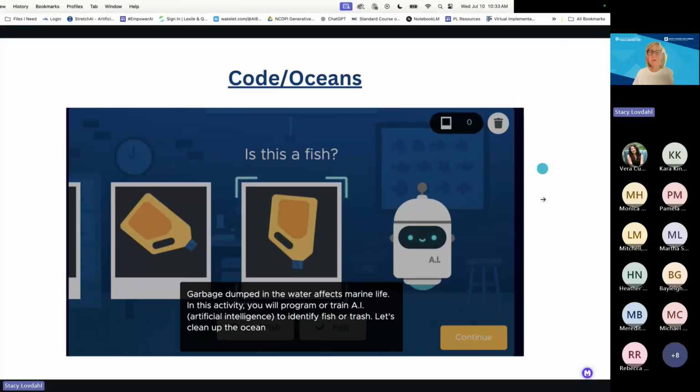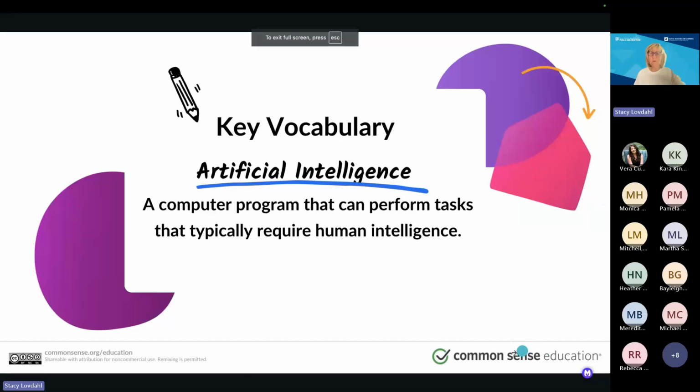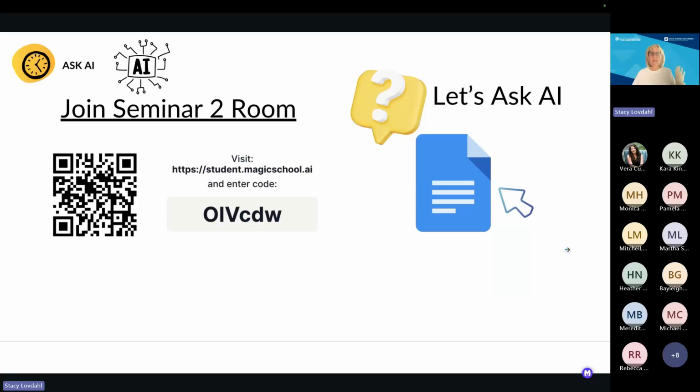And then we went back to the Common Sense Media part of the lesson, to do some key vocabulary. So you can see how that goes. And then I had them go into a magic school room that I had created for the teacher's class. We were working together at this point because the teacher wanted to also get familiar with Magic School.